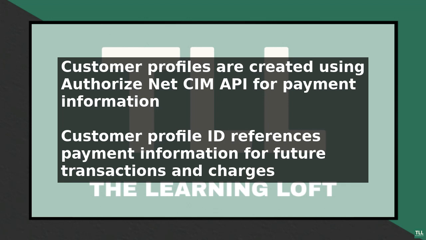Authorize Net CIM is commonly used for recurring transactions such as subscription-based services and automated billing. It can also be used for one-time transactions such as e-commerce purchases.